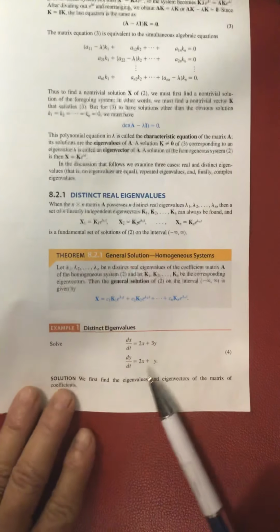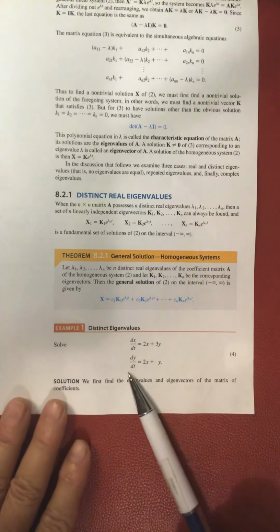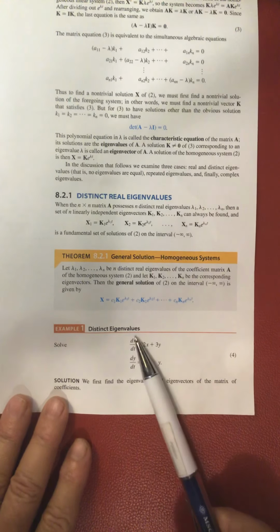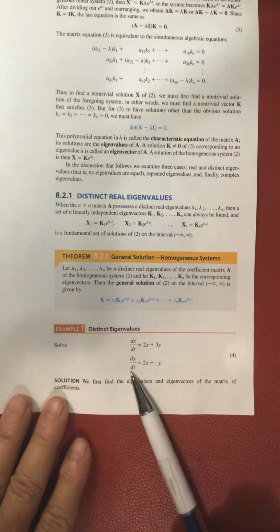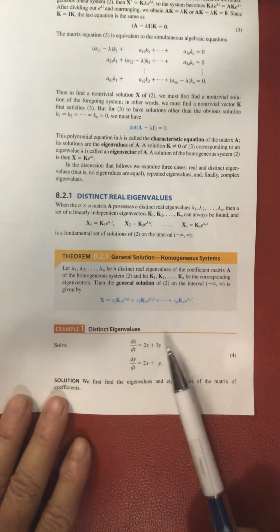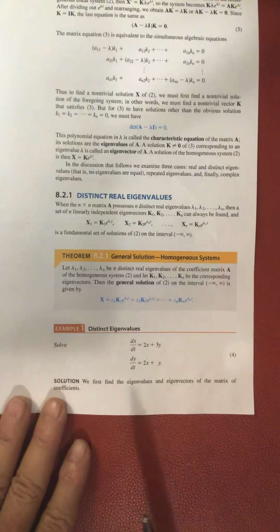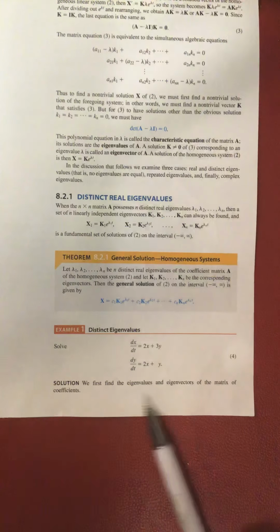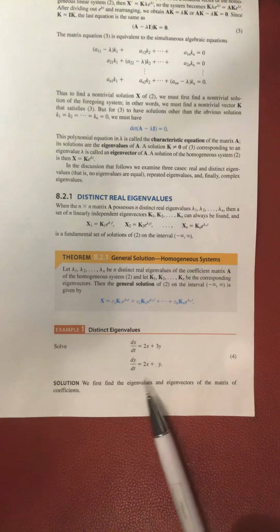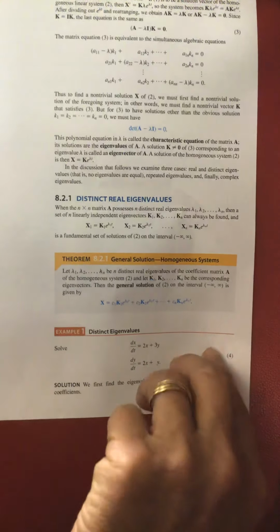So let's see an example. Here is a linear system. dx/dt equals 2x plus 3y. dy/dt equals 2x plus y. So we're looking for x and we're looking for y. We're looking for two solutions. So we need to find the eigenvalues and the eigenvectors of the coefficient matrix.